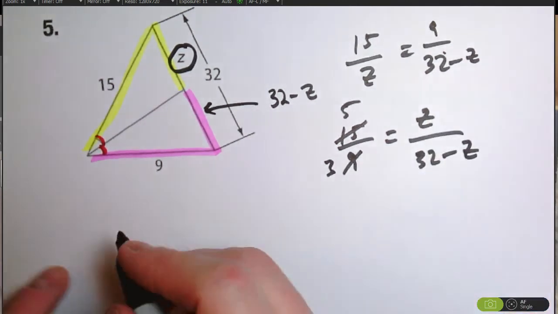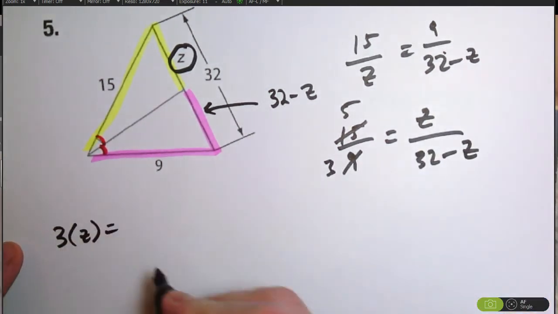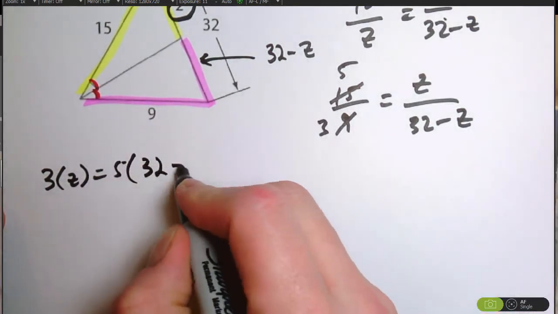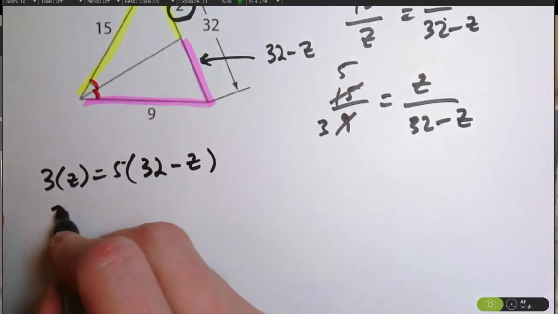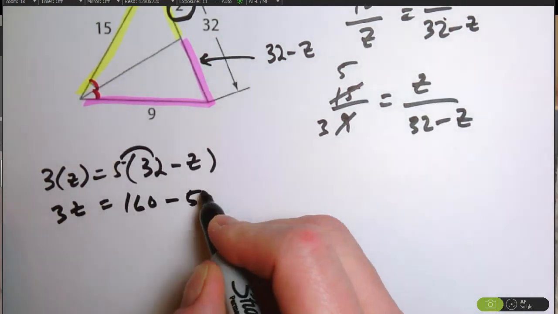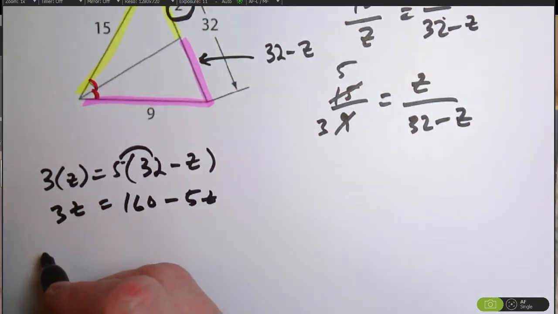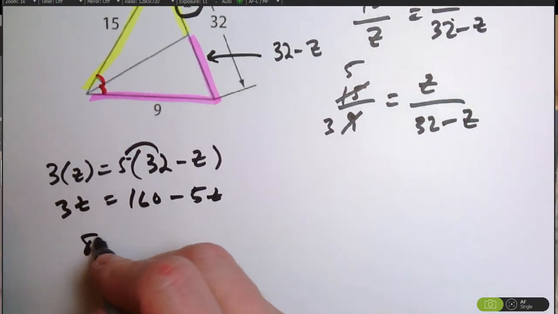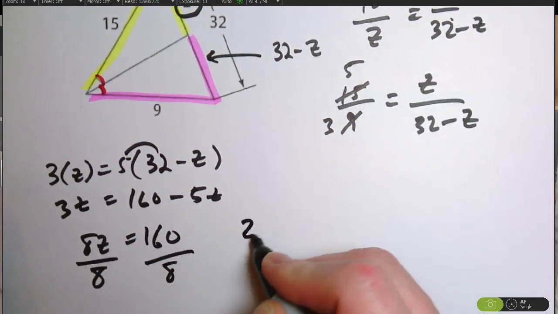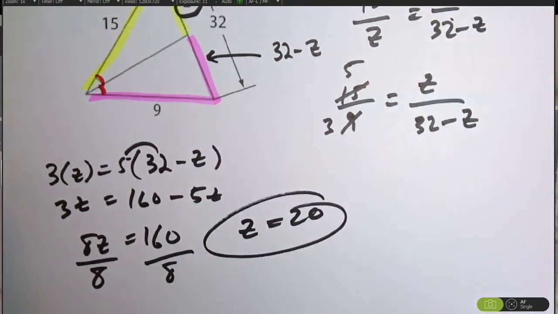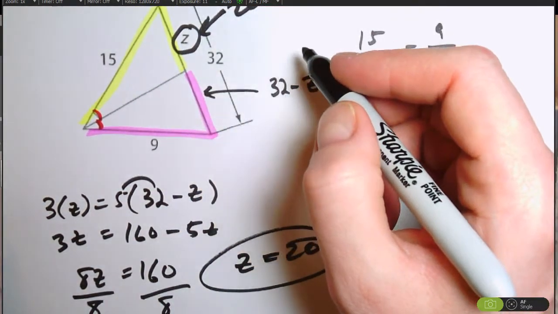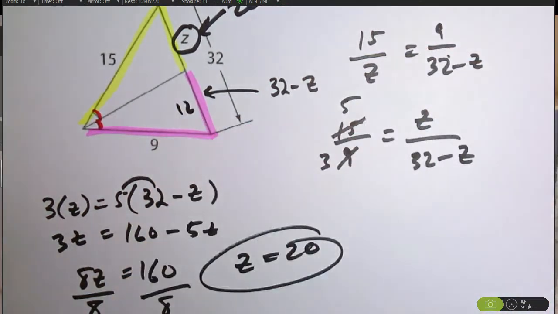And that's a heck of a lot easier to distribute now. So I'll get 3 times z equals 5 times 32 minus z. So I get 3z equals, distribute that, 160 minus 5z. Add the 5z, so we get 8z equals 160. Divide by 8, divide by 8. Z is 20. So if z is 20, that means that this has to be then 12.